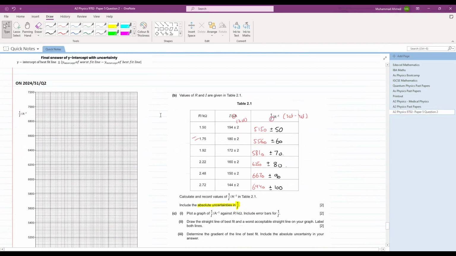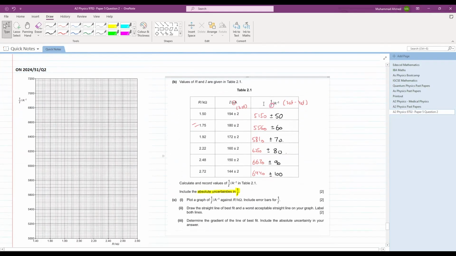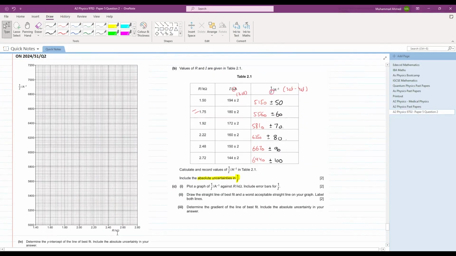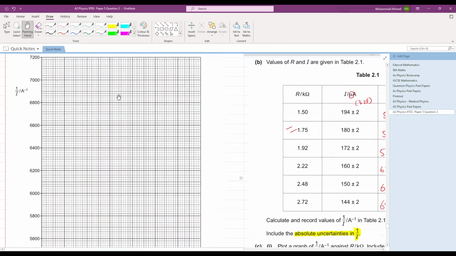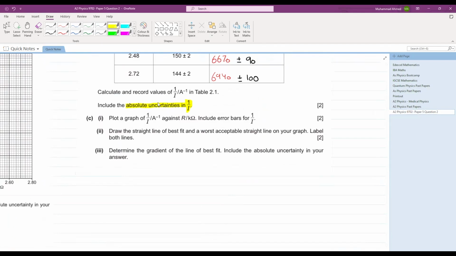So if you analyze here, this is a table that we just filled a while ago. We have the values of 1 over I and we have the values of resistance as well in the first column. Now let's study part 1 and we will see how to draw best fit lines and worst fit lines. Plot a graph of 1 over I against R. Include the error bars for 1 over I. What are error bars? We will also see that.